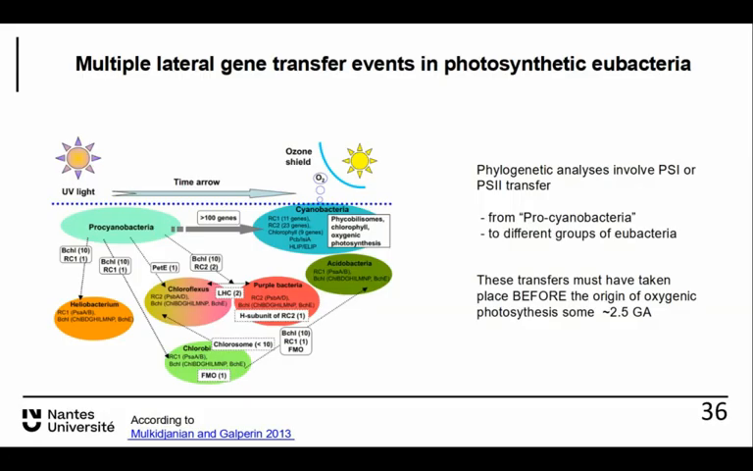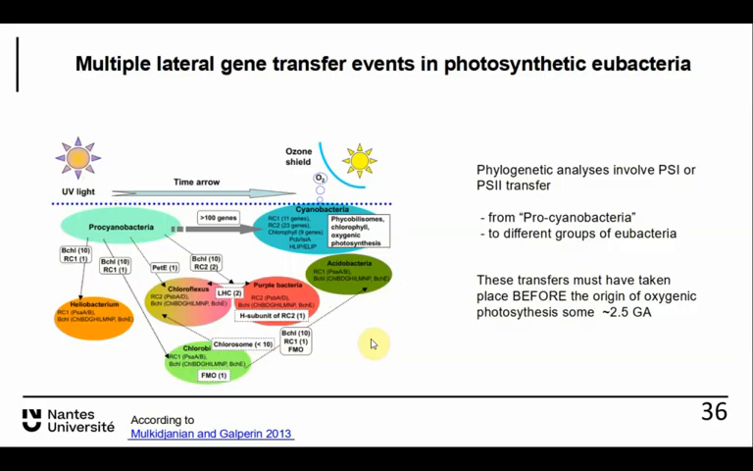So there seems to be a consensus that the bacteria that first developed photosynthesis were the ancestors of the cyanobacteria. What is proposed is that this kind of precursor to cyanobacteria had both photosystem 1 and photosystem 2. And then there were gene transfer events from this kind of ancestral bacterium to different groups of the currently photosynthetic bacteria.